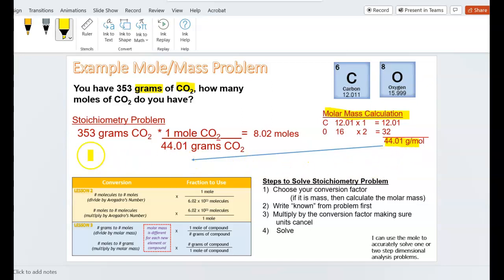And so now, again, I'm going to start the problem the same way with what's given, which is 353 grams of carbon dioxide. And I'm going to plug in my molar mass as my conversion factor this time in a way so units cancel. So grams of carbon dioxide has to cancel with grams of carbon dioxide. That puts the 1 mole on top, which is good because that's our question. Grab your calculator. 353 divided by 44.